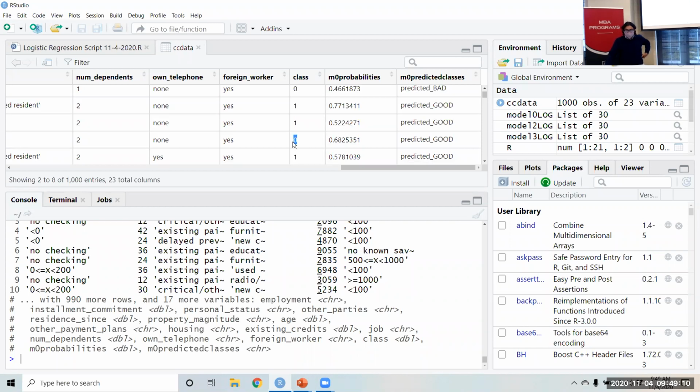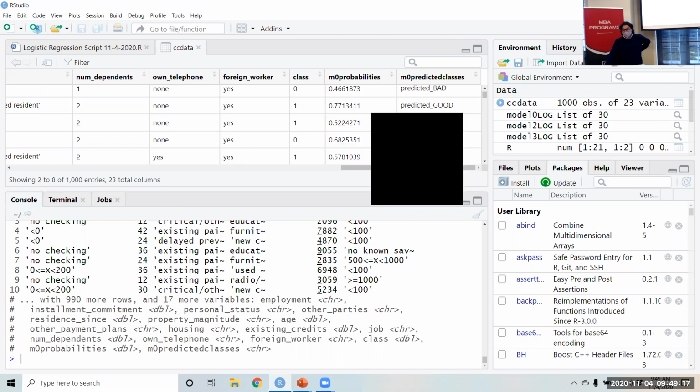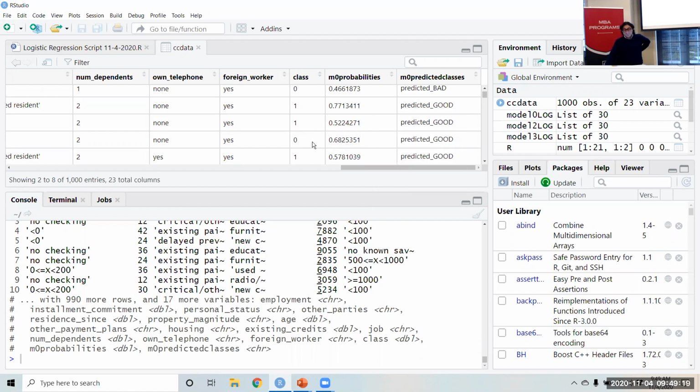But let's look at this one, for example. In this observation, the loan was not paid back, but our model predicted that it would be paid back, right? We got a predicted good, even though it was not, right? What does that mean? That means that we got, in this case, a false positive, right? Which is our sort of measure of quality of this model, right? So what are we going to do to assess whether or not our model is overall good or bad? We're going to assess the number of false positives, relative to the number of accurate predictions.